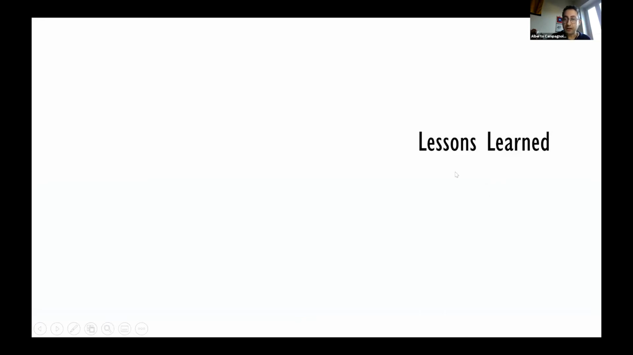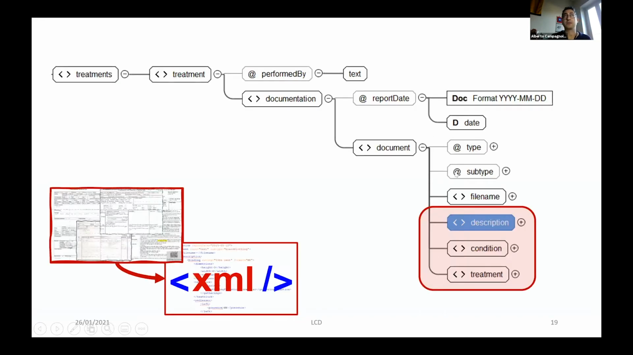Lessons learned. I think the major lesson that I learned through the process is that as I was mapping and creating my XML schema, I ended up working on a slightly more complex model than I should have. Because as you see here in the representation of the schema, what I ended up with was a treatment record that had split into three different fields: the description of the object, the condition, and the treatment.